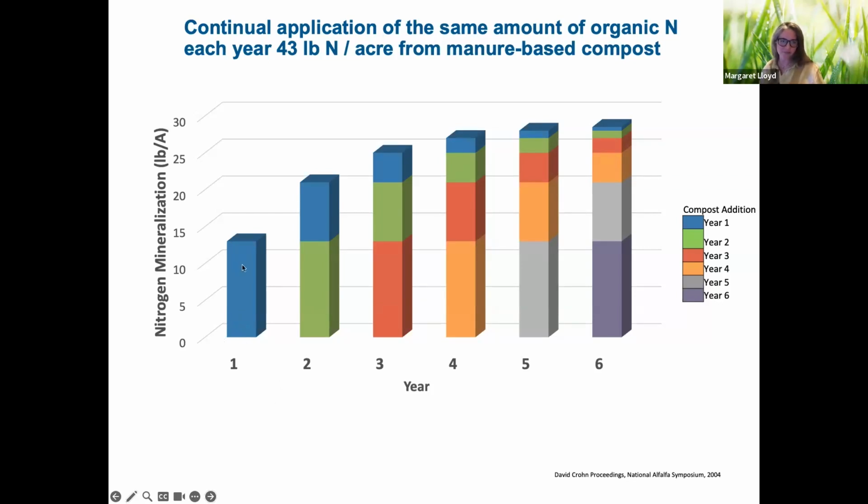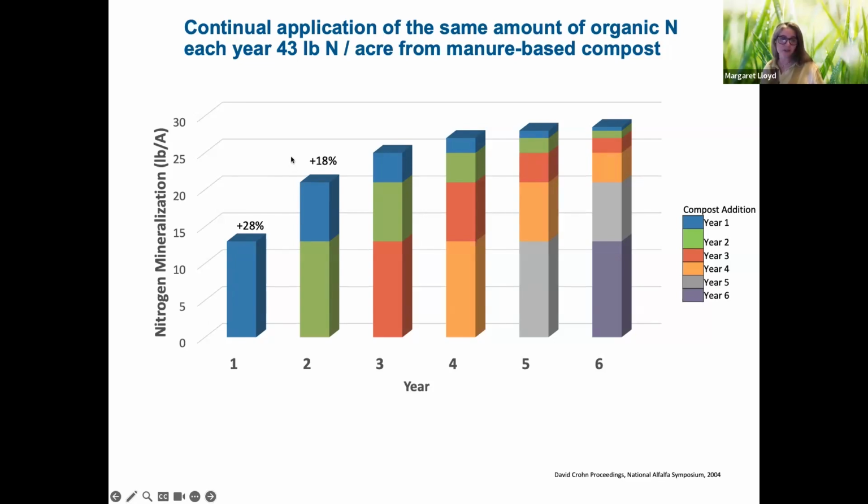In this model, let's take year one of adding compost. This is a continual application of the same amount of organic nitrogen each year, which is 43 pounds. That's coming from a manure-based compost. So in year one, 43 pounds of total N were added in manure-based compost. In this model, they estimated about 28% of that to become available. So that's about 12 pounds available in year one.